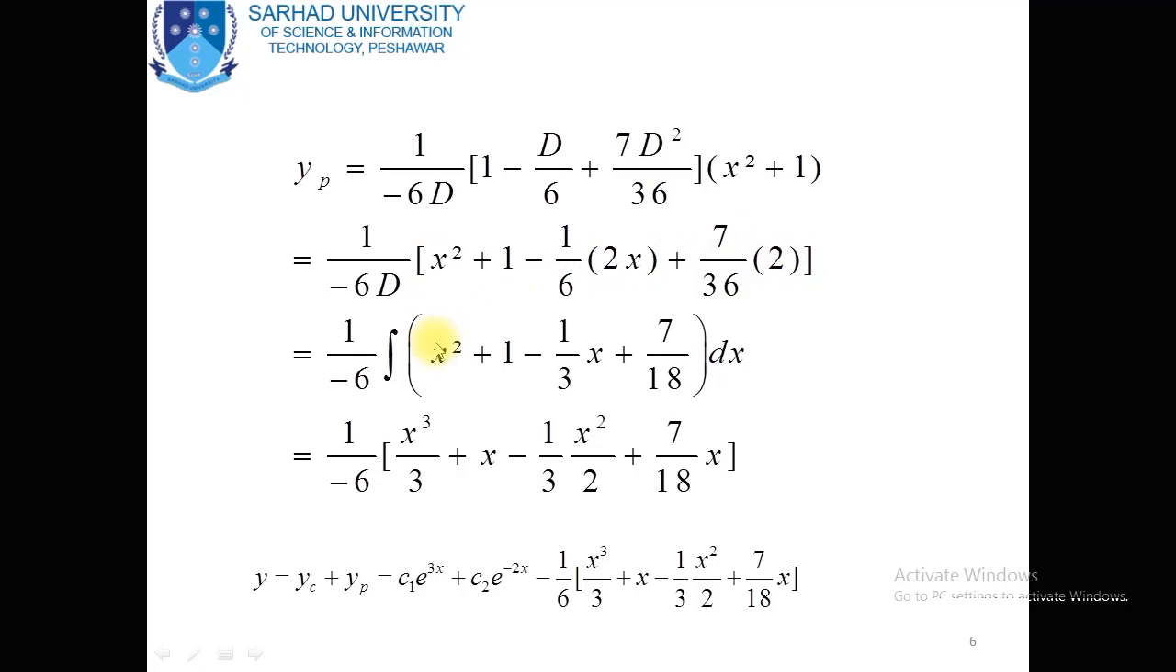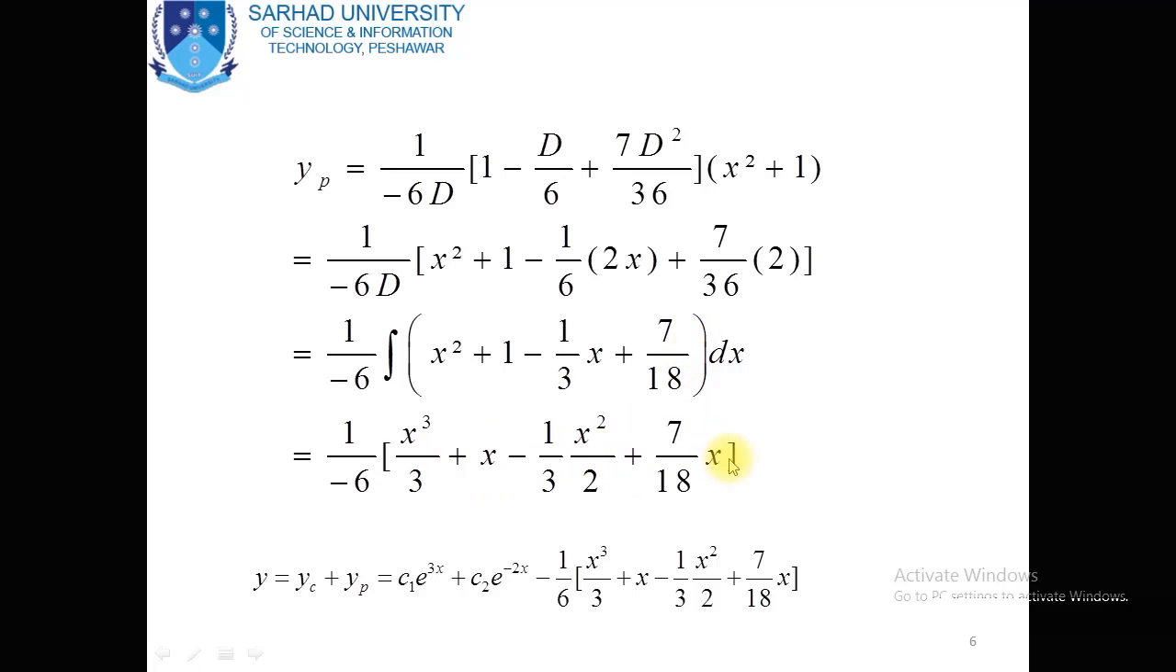Now x square, this is actually 1 over d, and 1 over d means integration of x square plus 1, giving minus 2 by 36, that is x by 3, plus 2 by 18, that is 7 by 18. So the integration of this is with respect to x. Now the integration of x square is x cube by 3, and the integration of 1 is x, and the integration of x is x square by 2, and the integration of 1 again is x.